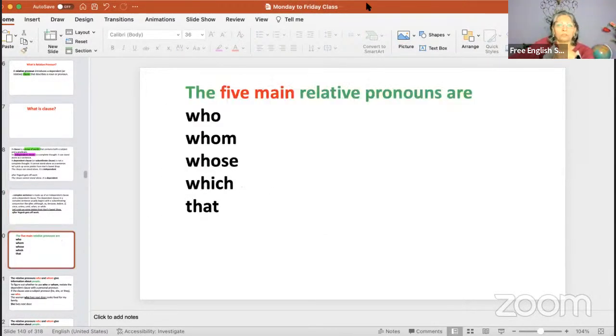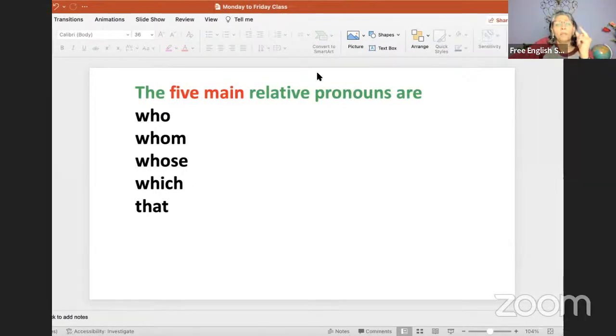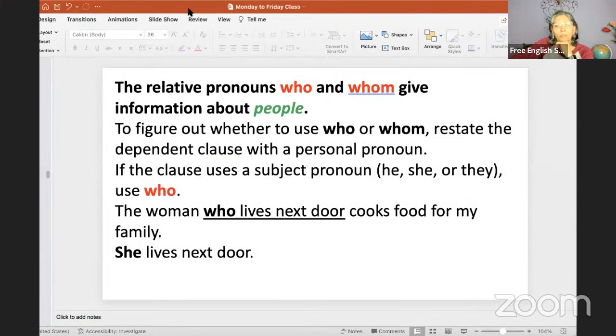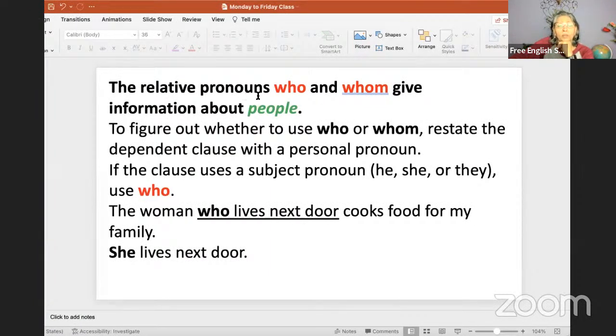Okay, now we have 5 main relative pronouns, right? Who, whom, whose, which, and that. So here, relative pronouns who and whom give information about people. Now this is the keyword. Who or whom is only about people.